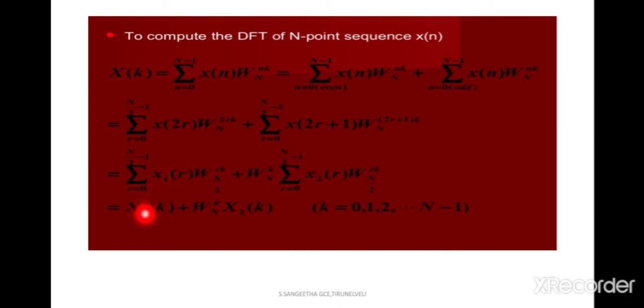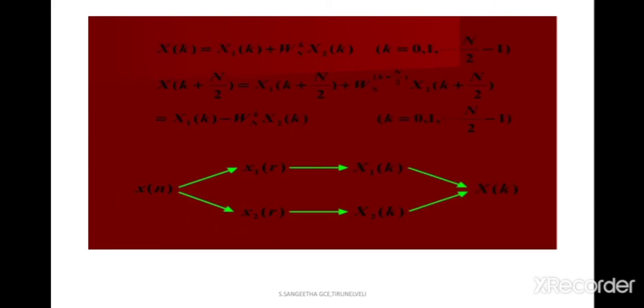Next, x of 2r can be written as x1 of r, and x of 2r plus 1 can be written as x2 of r. So the final result is X1 of k plus W_N^k X2 of k, where k ranges from 0 to N by 2 minus 1. So X of k is equal to X1 of k plus W_N^k X2 of k. For k, we add N by 2 to the k value, so k is replaced by k plus N by 2. So X of k plus N by 2.